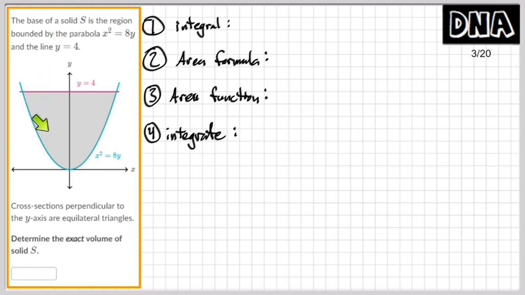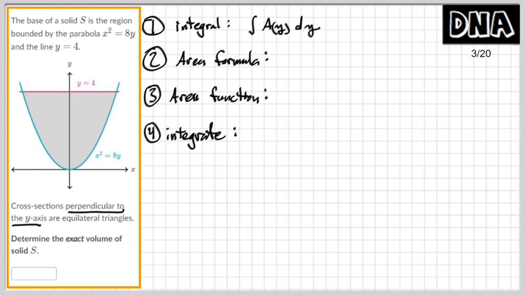Okay? Now, in order to set up the integral, we need to know which numbers we're using. Are we using y numbers or are we using x numbers? This says cross sections perpendicular to the y-axis are equilateral triangles. Because it says perpendicular to the y-axis, we know that we're using y numbers. Okay, so we're going to set up our integral. It's going to be A of y, where A represents the area of cross sections, dy.